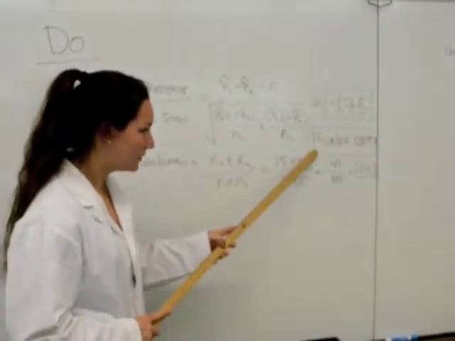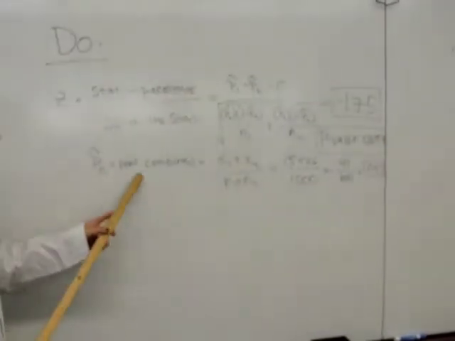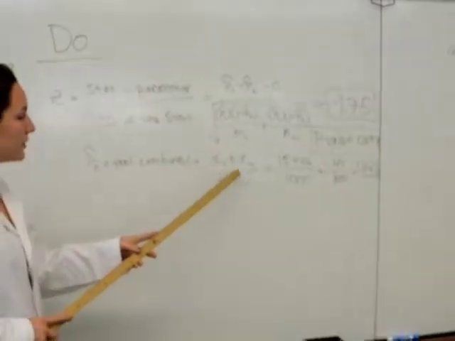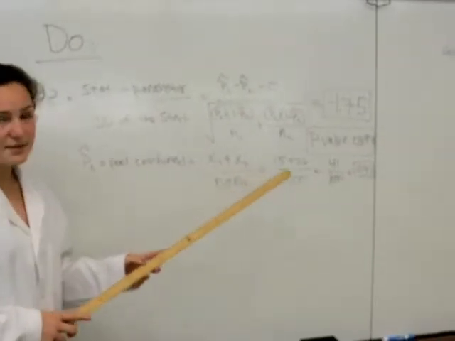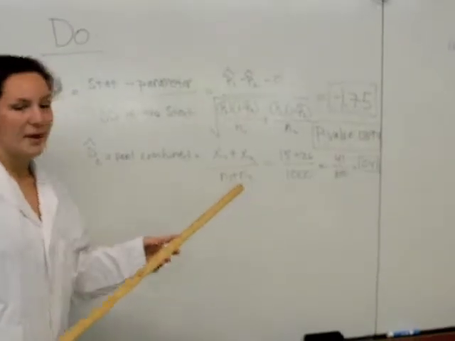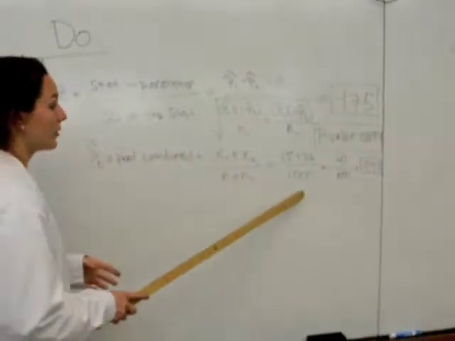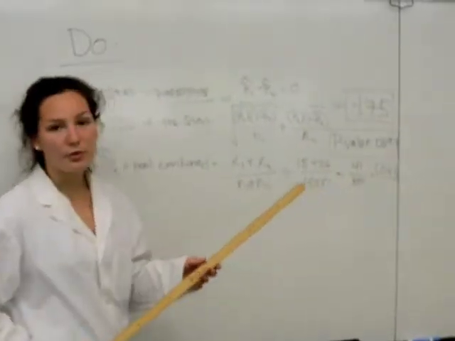Our p-value then is 0.0397. To get our pooled combined value, you do x1 plus x2 divided by n1 plus n2. x1 is 15, x2 is 26, n1 and n2 respectively are 500, so together they are 1,000, and we get a p-hat combined value of 0.041.